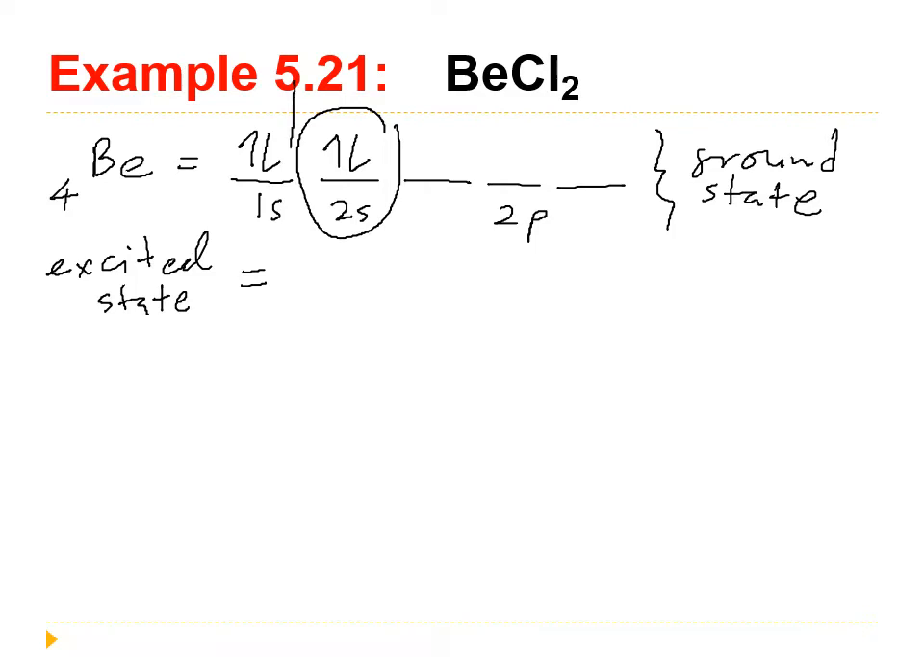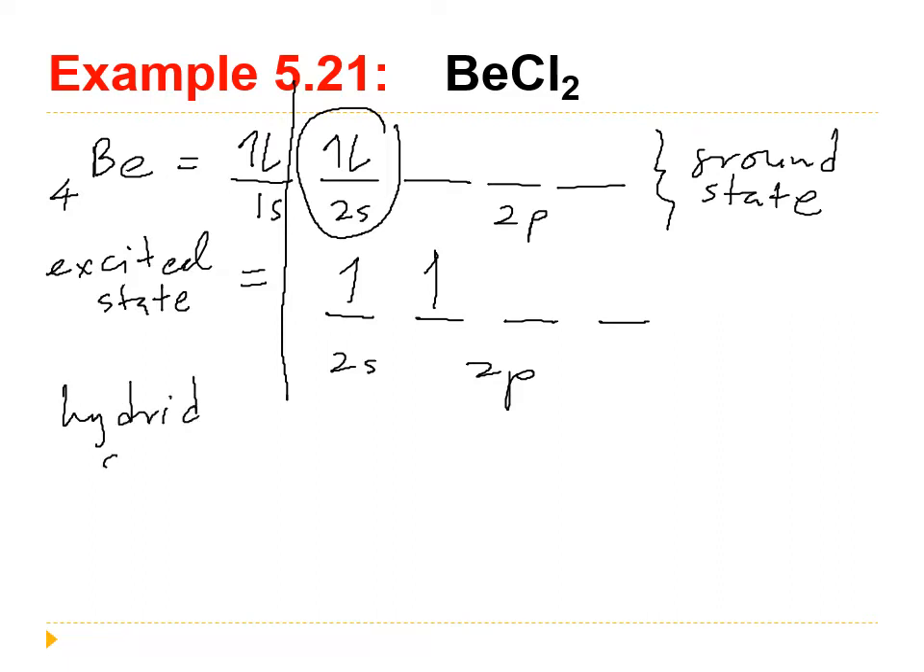So we look at the valence orbital because the inner orbital would remain. The 2 electrons would actually gain energy and be excited to the empty 2p orbitals. So what happened is at the hybrid state, the mixed orbitals of 2s and 2p are going to form sp orbitals, 2 of them.